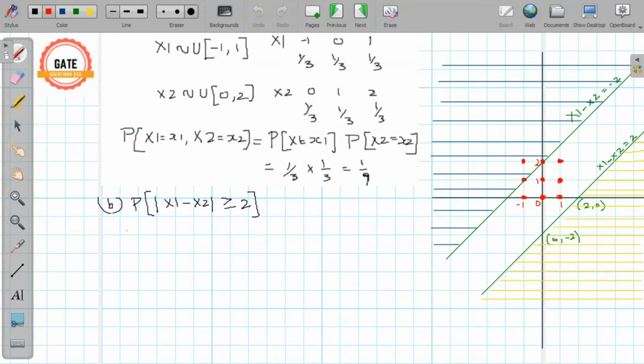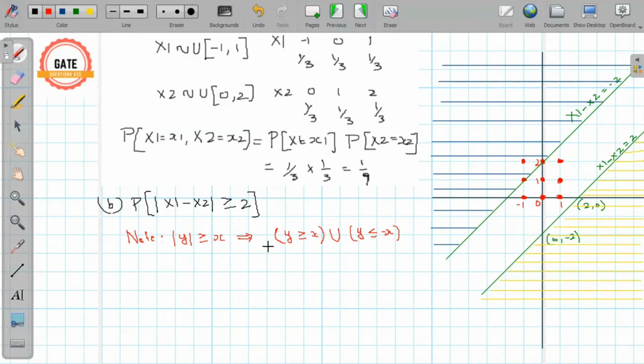And we know in mathematics that if mod of y is greater than or equal to x, we can write it as a combination of y is greater than or equal to x, union, y is less than or equal to minus x.